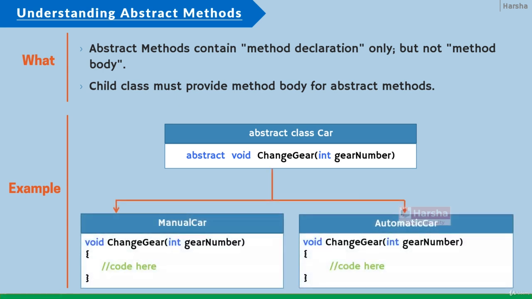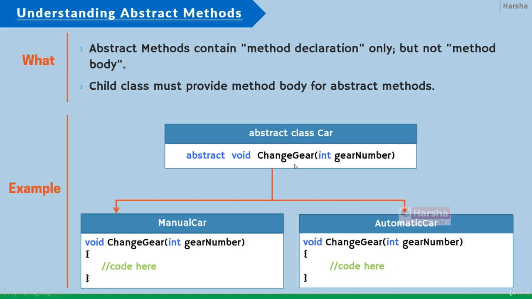For example, there are two classes called manual car and automatic car. The gear changing process of manual car and automatic car is different. So in this case, the parent class called car doesn't want to implement any method definition of the change gear method. Alternatively, it lets the child classes, that is manual car and automatic car, implement their own definitions for the change gear method.